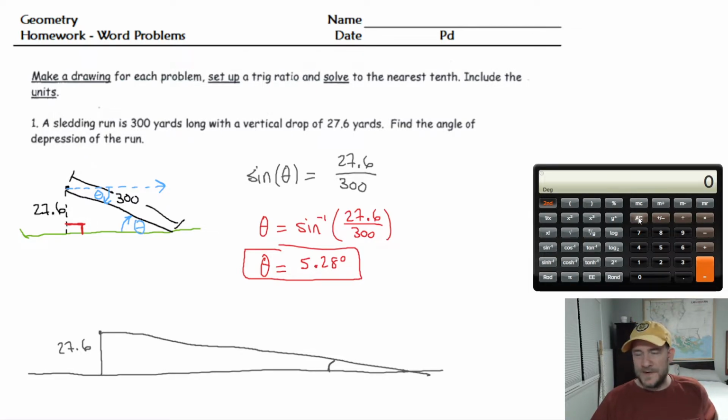And of course, last but not least, if you only have a 4-function calculator, then you can still type in 27.6 divided by 300. See what it is. What the heck? Hold on, I'm going to do that again.